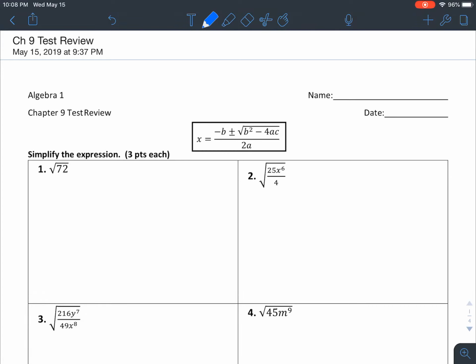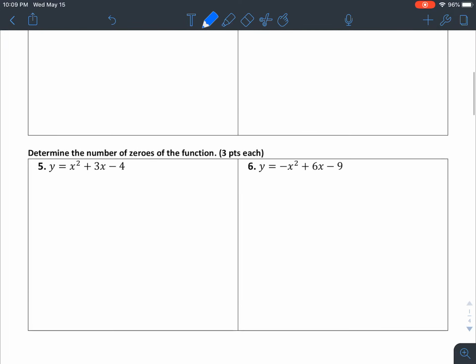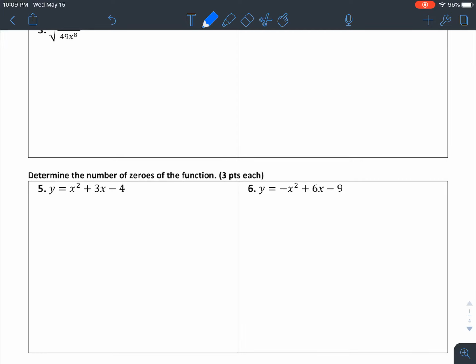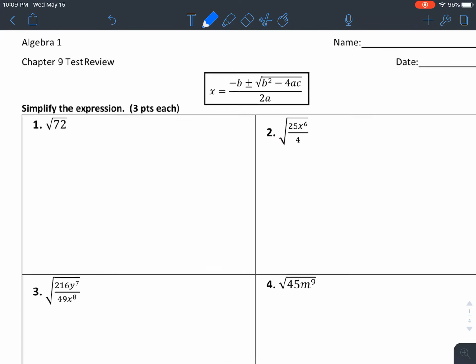Okay, welcome to our tutorial for page 1 for the Chapter 9 test review in Algebra 1. So if you're watching this, you struggled a lot with square roots, simplifying them into simplest radical form, and then identifying the number of zeros of a function. So we're going to start, just go right in here in order, start with number 1.